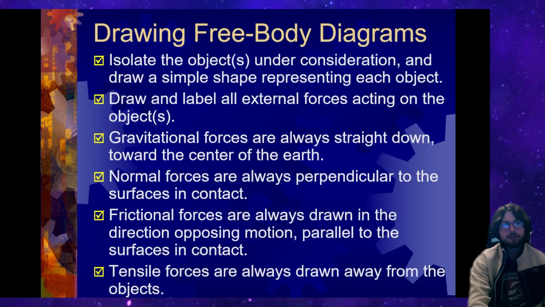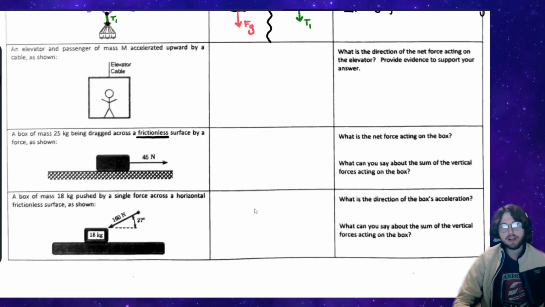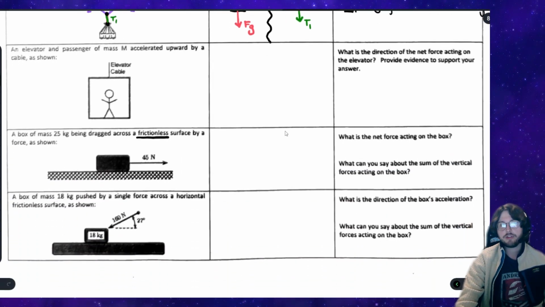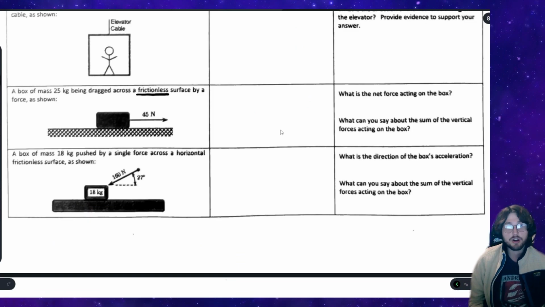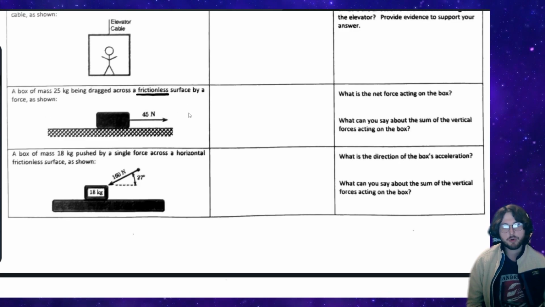So I'm going to move to the packet so that we can start putting a little bit into practice here. All right, and now we're here. And so with these examples, we did a couple in class, and I'm going to highlight a few more that we are not going to cover in class, so you have some motivation to watch this. So this first one, we've got a box of mass 25 kilograms being dragged along a frictionless surface by a mysterious 45 Newton force right here.